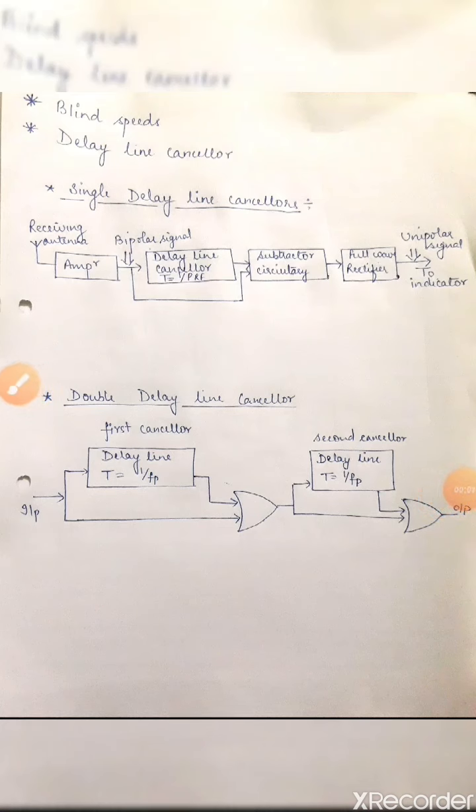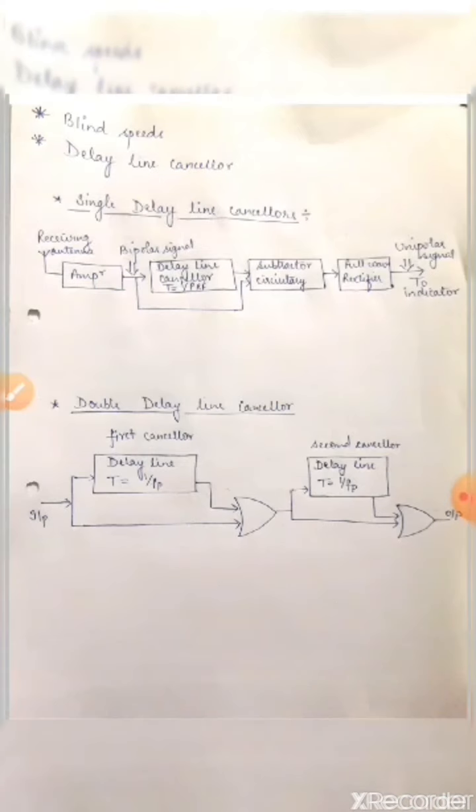Hello students, in this video we are going to discuss two topics, that is blind speed and delay line canceller. Let's start with the first topic, that is blind speed.